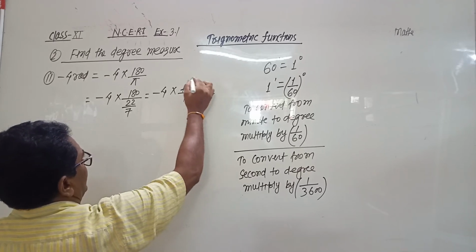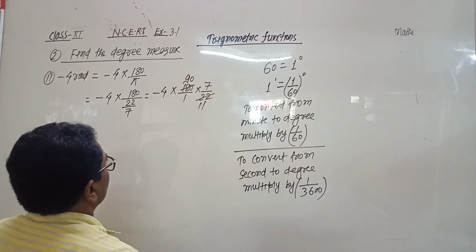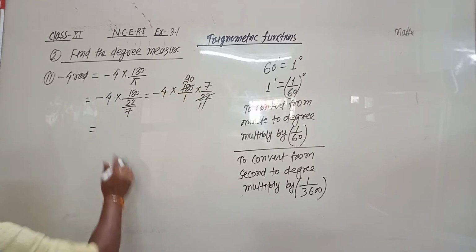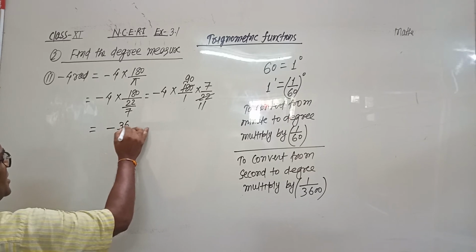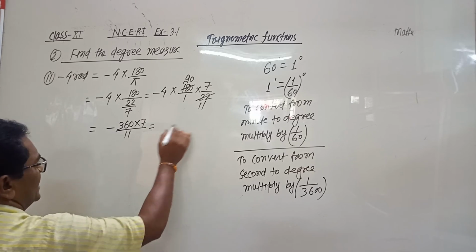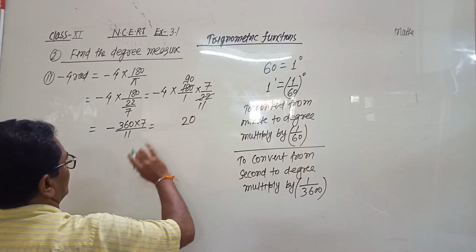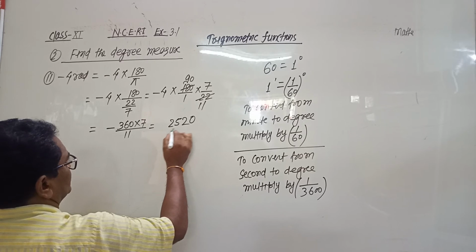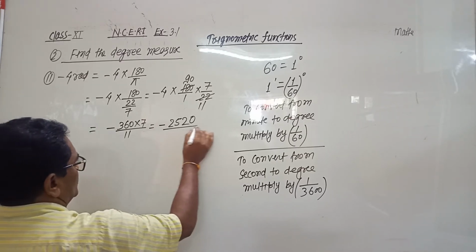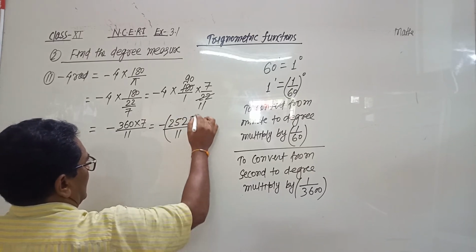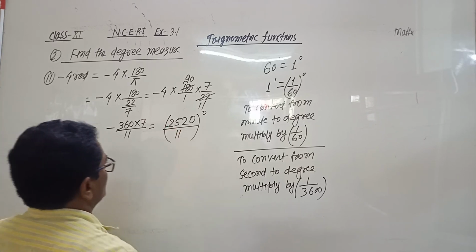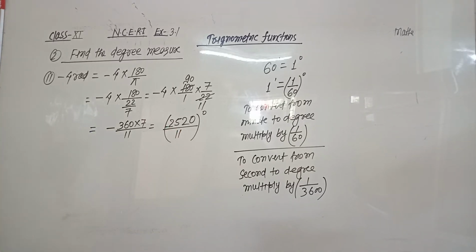11 twos are 22 and 90 twos are 180. So we get 90 into 4, 360, and 360 into 7 divided by 11. So we get 2520. Minus 2520 upon 11 degree.